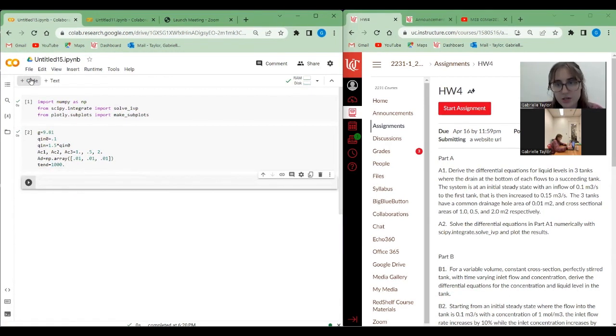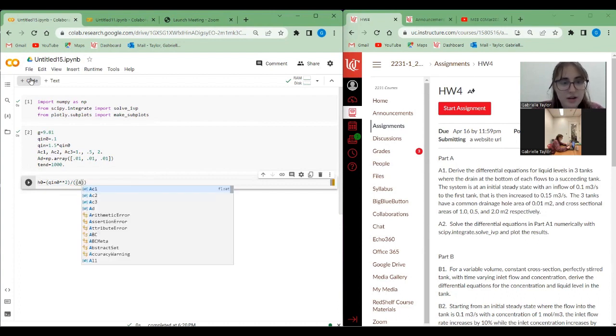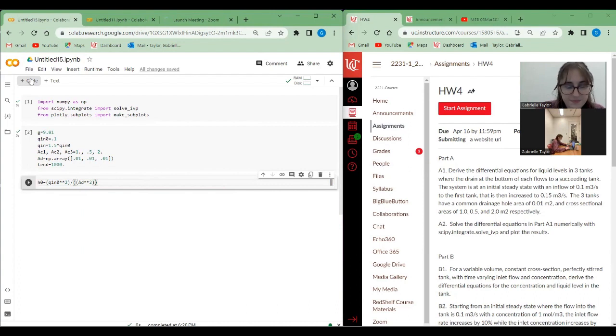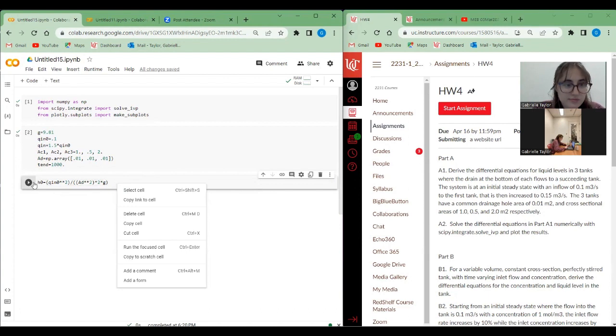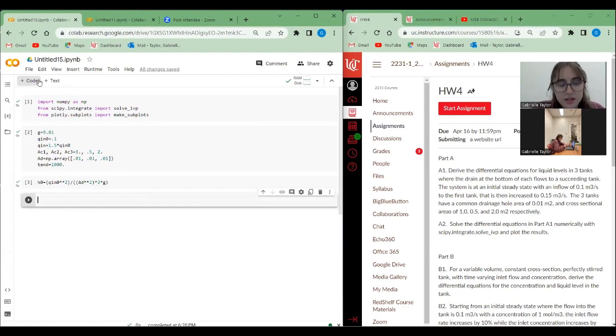Okay, so the next thing that we want to do is initialize our height. So we initialize our height from when we derived our equation. It's going to be Qin initially squared divided by our cross-sectional area of our drainage hole squared times 2 times our gravity. Okay, so after we know that, let's define our function. It's going to be def dH/dt. So what is the height changing in all 3 tanks? And so this is going to take t and h.